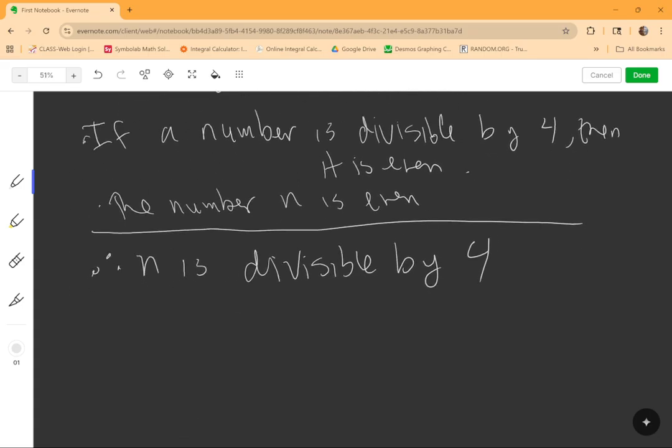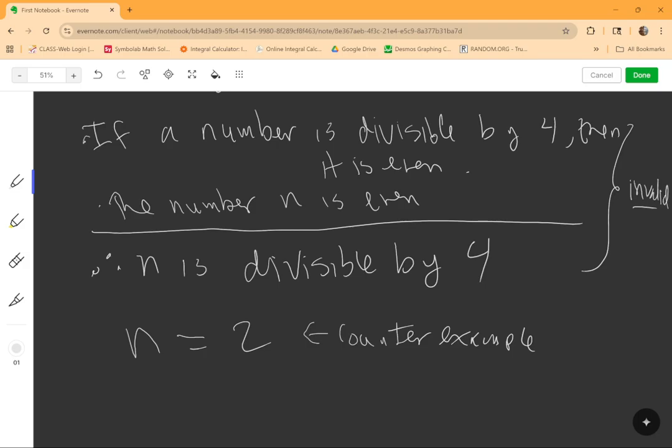Now we could see here, I could say, well, what happens when n is 2? Now this does not change the fact of the premises. The premises are still true, right? That if a number is divisible by 4, then it is even. Yes, that is true. The number n is even, 2 is even, but it is not divisible by 4. So here, this is what we call a counterexample. And this shows that the argument is invalid.